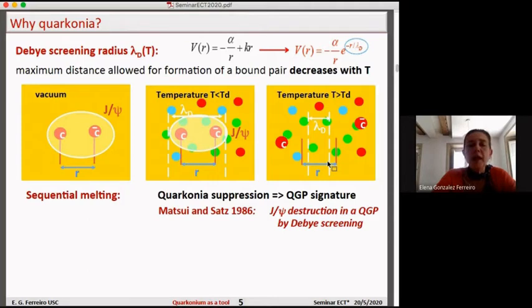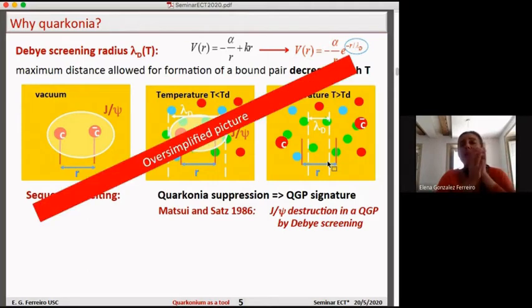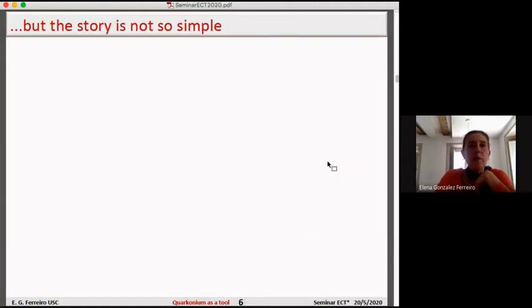But the fact is that this is an oversimplified picture. The story is not so simple, as I will try to show you during this seminar. We have many questions that are not solved. We have many more than the ones that I'm going to show you now, but at least I will try to answer the following ones.